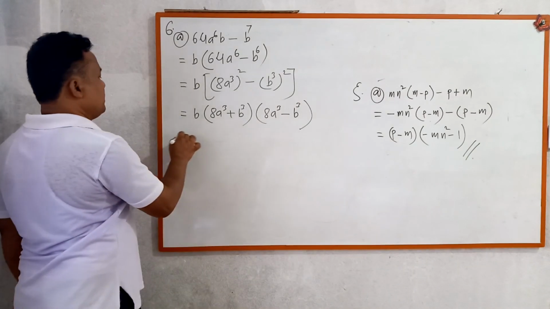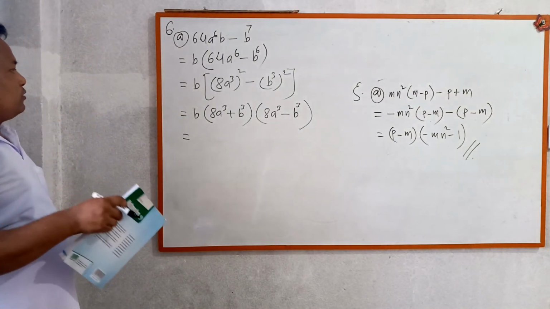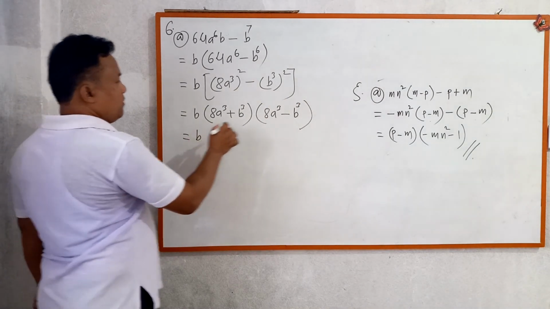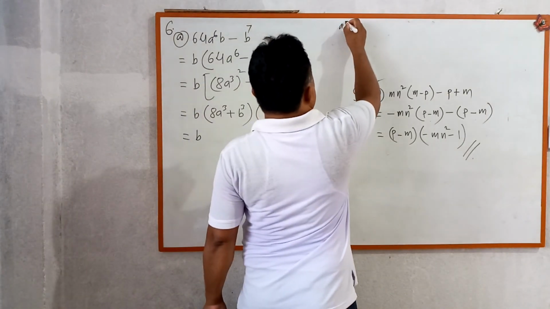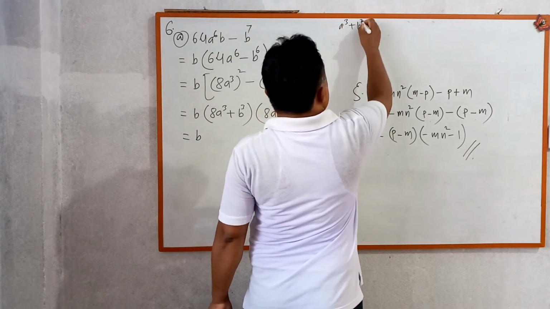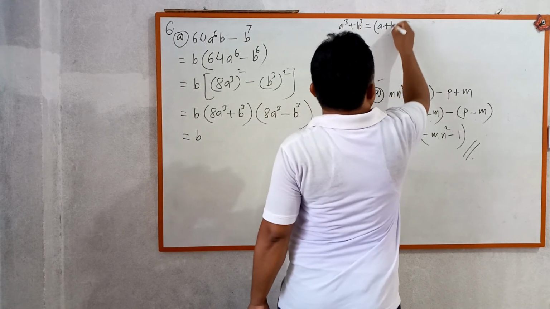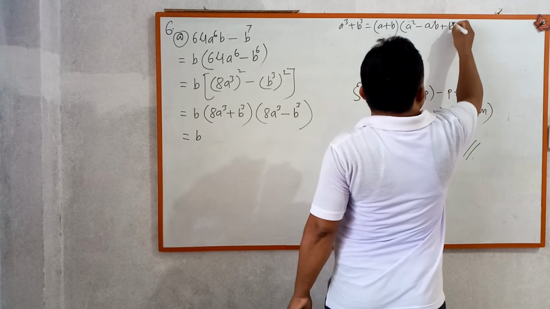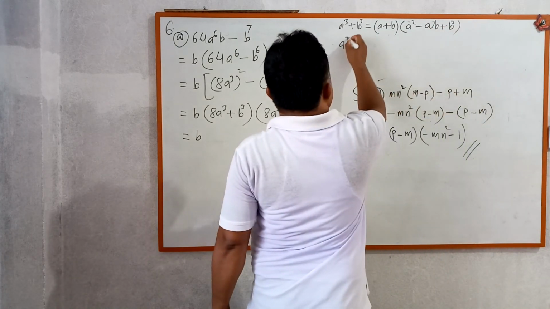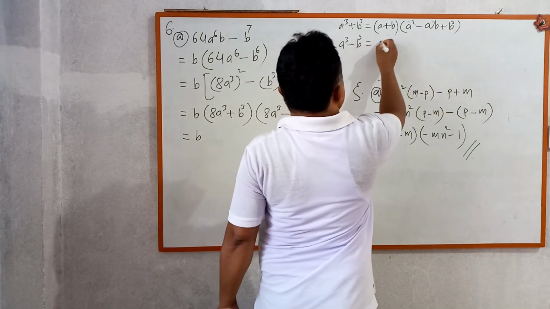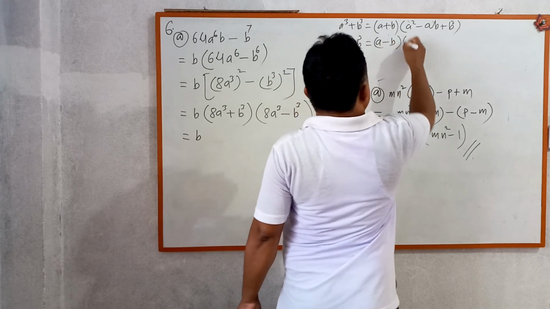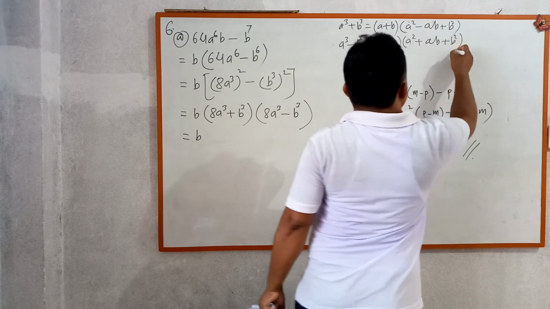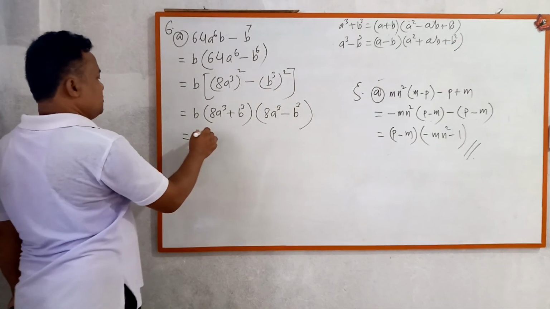Okay, now we'll apply the cube formula here to factorize this. We have a cube plus b cube equals (a plus b)(a square minus ab plus b square), and a cube minus b cube equals (a minus b)(a square plus ab plus b square). This formula you can apply for both of these.